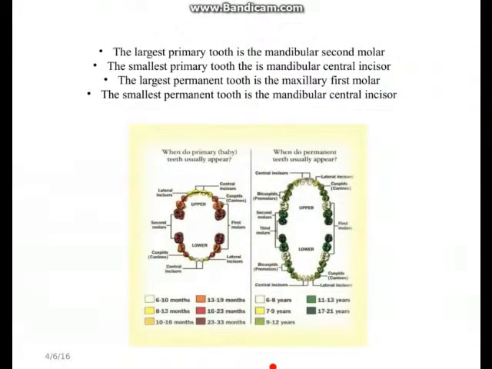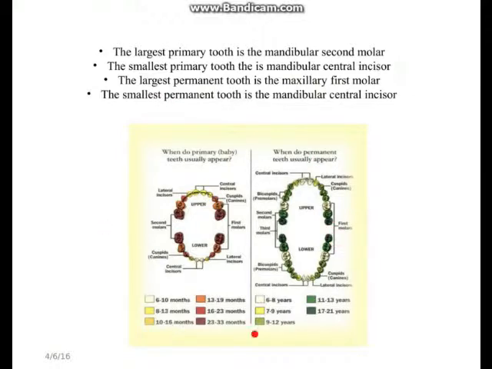Okay, so to cap it up, the largest primary tooth is the mandibular second molar. The smallest primary tooth is the mandibular central incisor. Makes sense, right? Remember in the mandibular arch, it resembles the permanent teeth when we discussed how the central incisors are the smallest, and the more posterior you go, the bigger the teeth get. So this is exactly the same scenario. The largest permanent tooth is the maxillary first molar. The smallest permanent tooth is the mandibular central incisor.